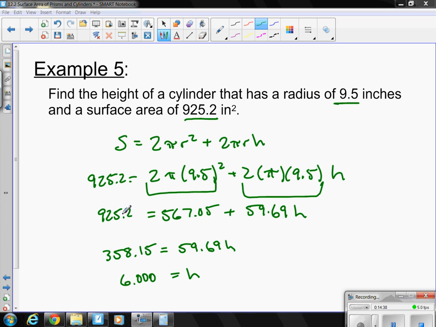Okay, so I did a little bit of calculations. I calculated out what those numbers are. Now it's just a two-step equation. I subtracted 567 from both sides, and then I divided by 59.69 on both sides, and I get h equals 6.0001 something. So I can say the height is in inches. So my answer, the height of that cylinder would be 6 inches.